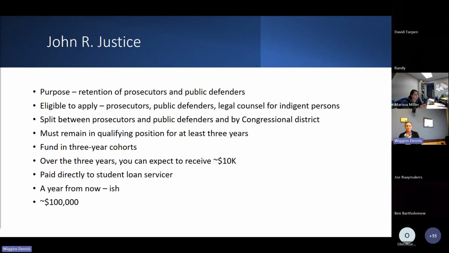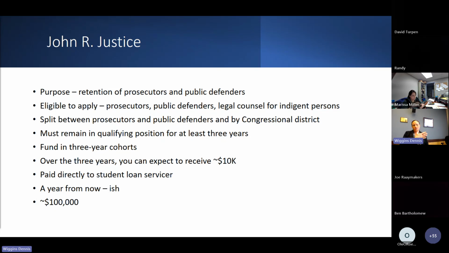John R. Justice, the purpose of John R. Justice is to retain prosecutors and public defenders. Typically those jobs don't pay as well, so people leave. There's a lot of turnover. So the idea is let's help these folks with some student loan repayment, right? Because they oftentimes have a lot of debt. We are currently in year 3 of our last cohort. We do this in a 3-year cycle because it's a real pain to administer.